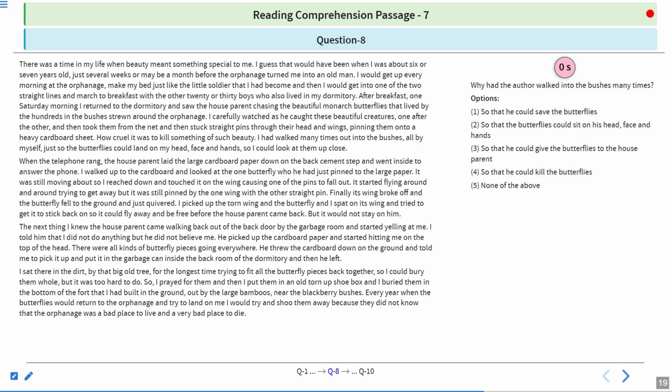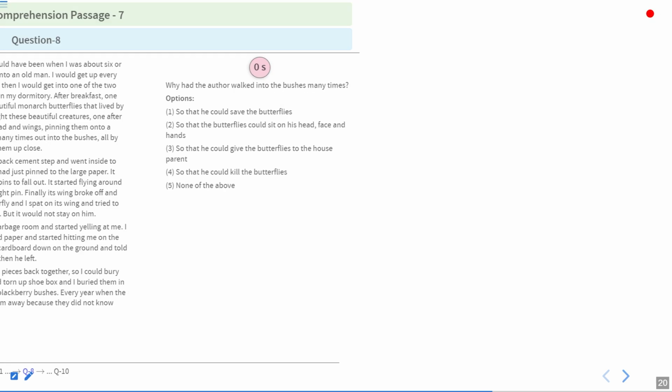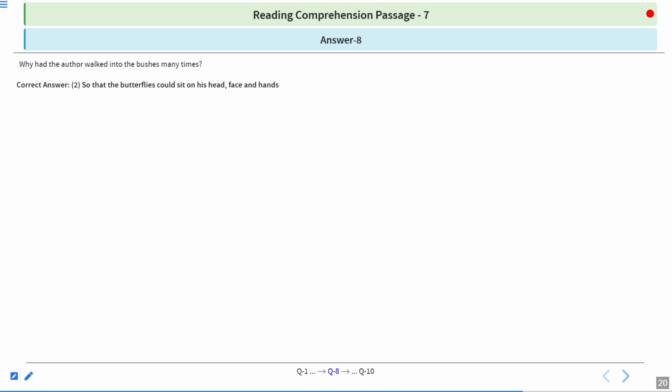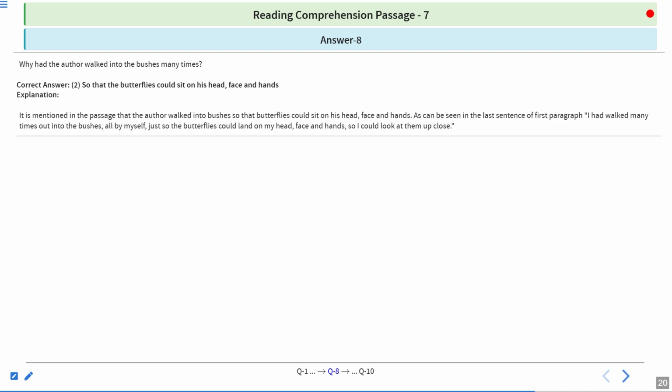I hope you've chosen the right one. Let's move to the correct answer. The correct answer is 2, so that the butterflies could sit on his head, face, and hands. Explanation is, it is mentioned in the passage that the author walked into bushes so that butterflies could sit on his head, face, and hands, as can be seen in the last sentence of the first paragraph. I had walked many times out into the bushes all by myself just so the butterflies could land on my head, face, and hands so I could look at them up close.